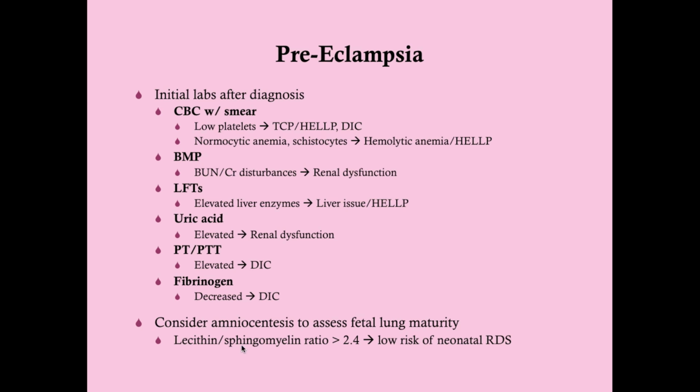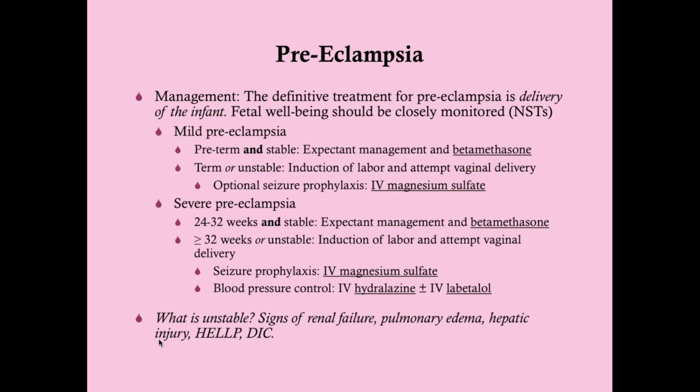And so you get the amniocentesis, and remember that lecithin sphingomyelin ratio. If that ratio is above 2.4, then that tells you that the fetal lungs are developed. So an amniocentesis may be done at some point to assess fetal lung maturity. So I just thought I'd throw that in there.